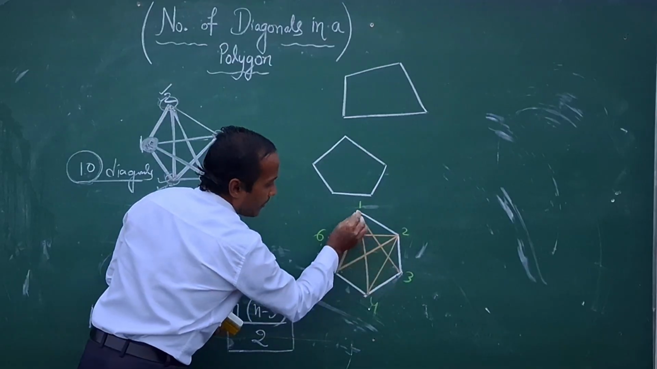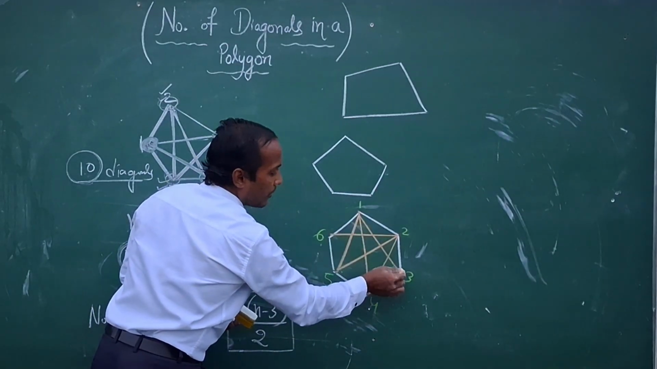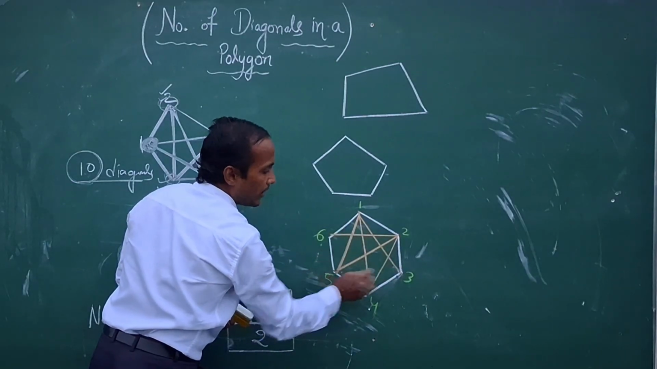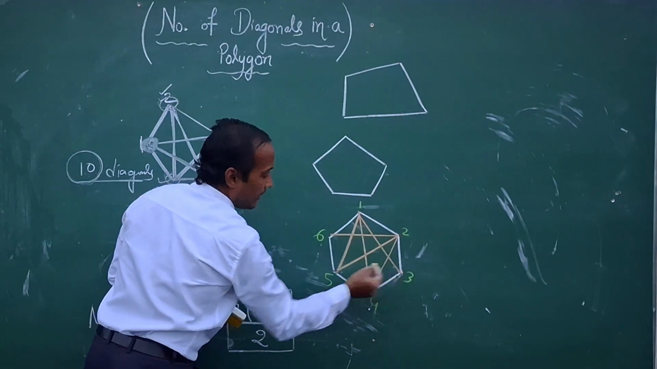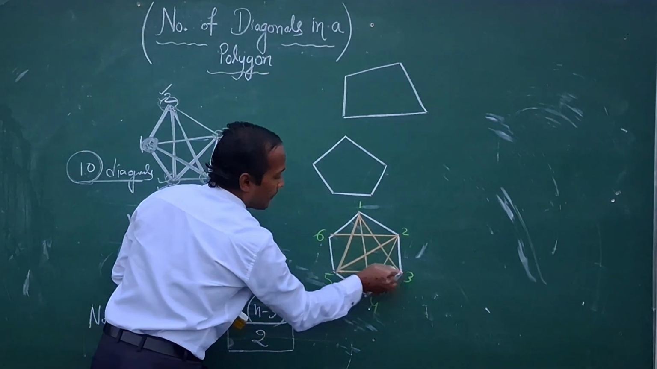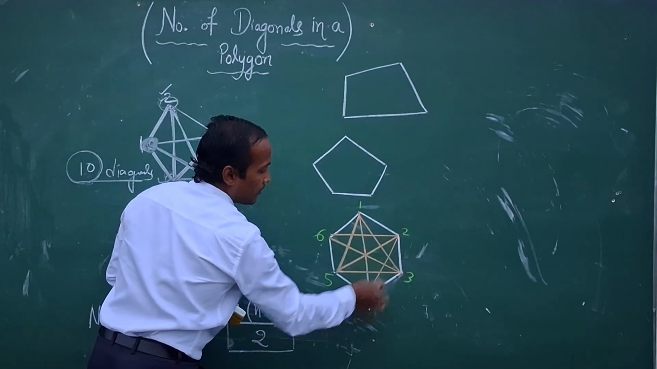But when you drew diagonals for 1, it joined to 3 already, and that same diagonal runs from 3 to 1. So already you are getting one diagonal. 2 diagonals you can draw more for 3. That is joining vertex 5 and vertex number 6. This and this. Now from vertex 4 already you are having 2 diagonals, joining 2, joining 1.